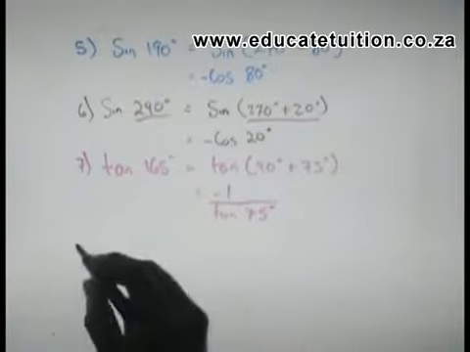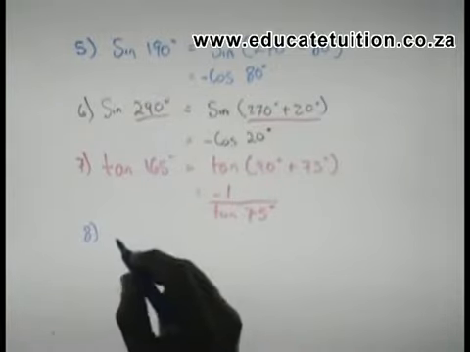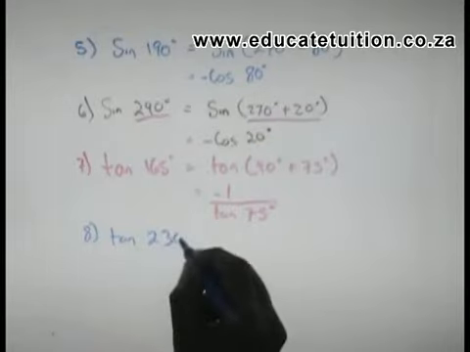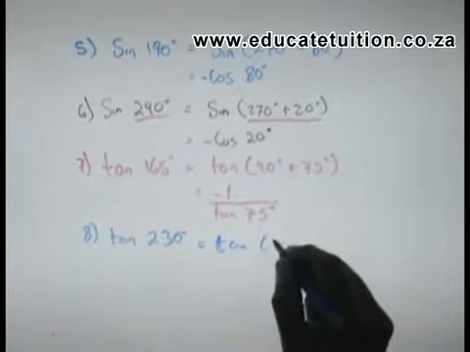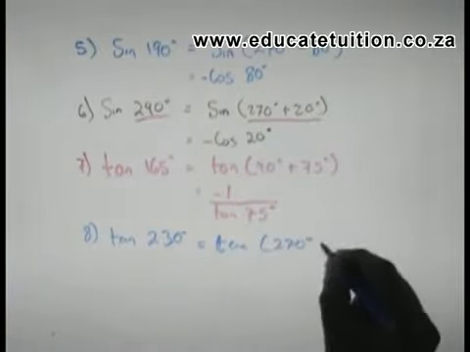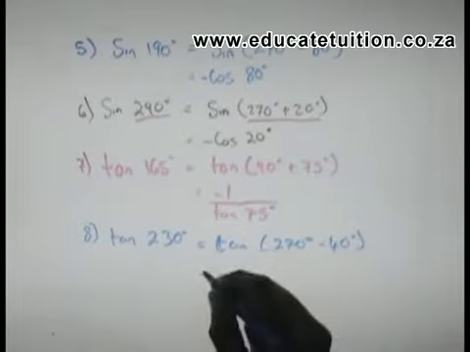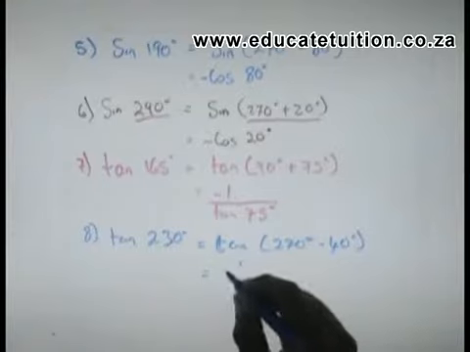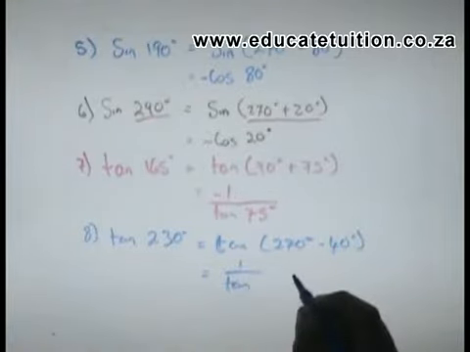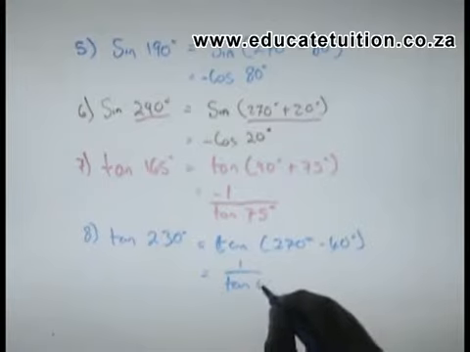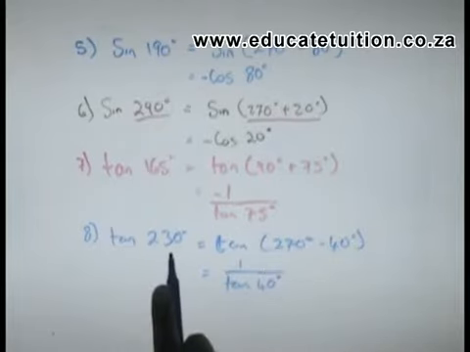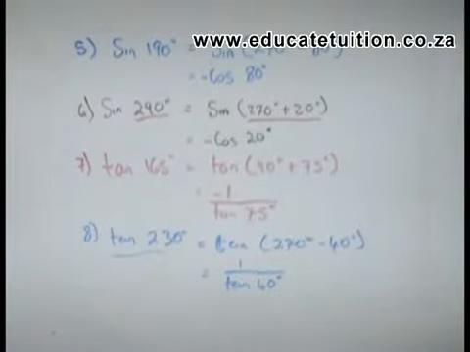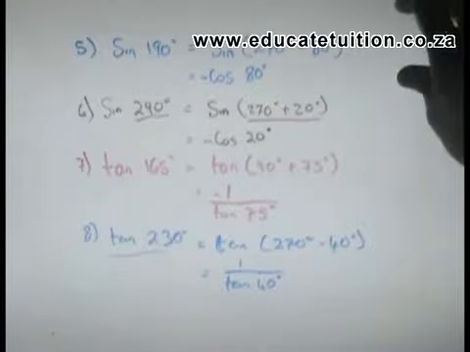Number 8. Tan of 230 degrees is the same as tan of 270 degrees minus 40 degrees, which is equal to 1 over tan of 40 degrees. Now this one is going to be positive because tan of 230 means that we are working in the third quadrant, and tan, the original function, is positive in the third quadrant.